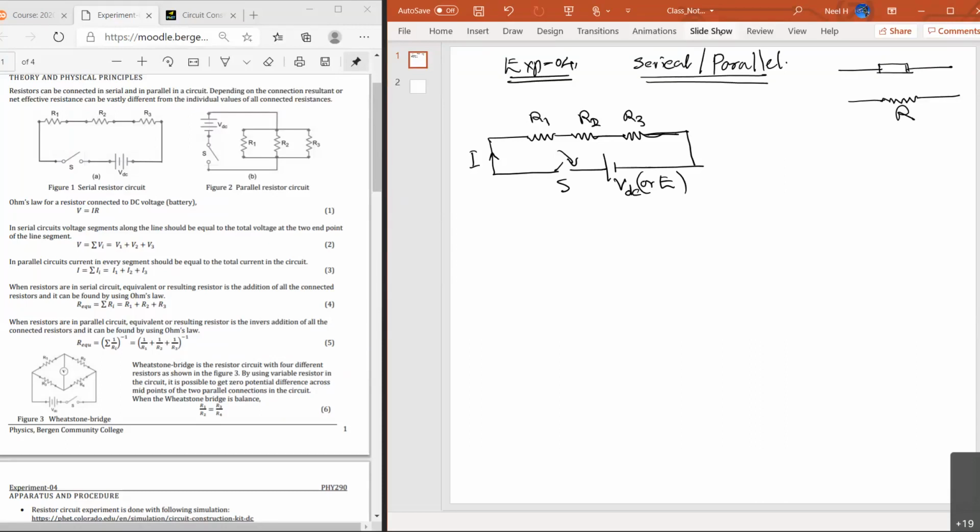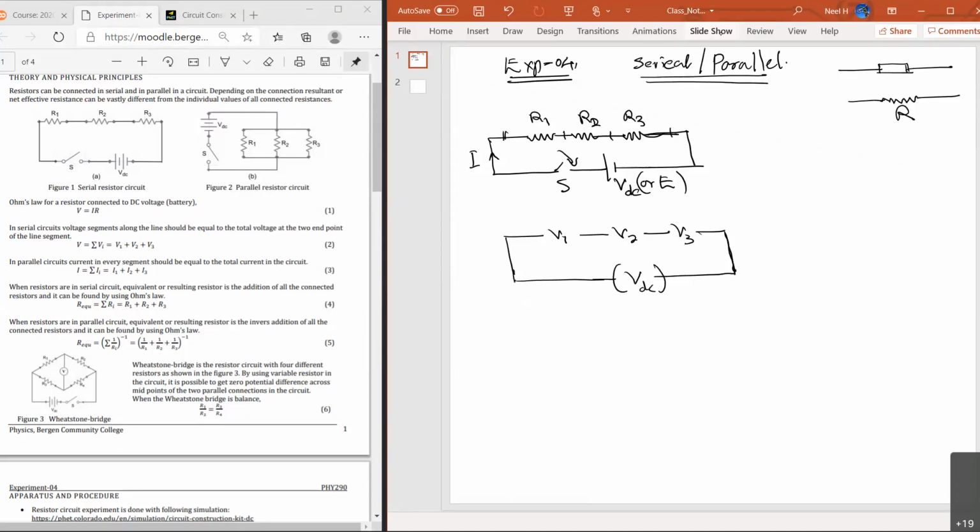So if you take a look at the voltage, you can see the voltage divides into sections, right? Each item in this serial circuit has a voltage drop. That means resistor 1 has a voltage drop of V1, resistor 2 has a voltage drop of V2, resistor 3 has a voltage drop of V3. Then all these voltages should add up to the given voltage, that is VDC. Make sense? Any question? Good.